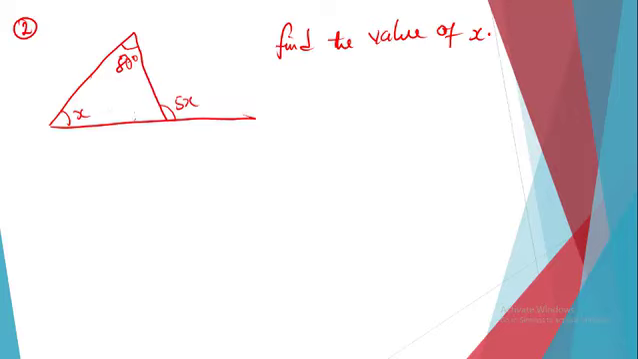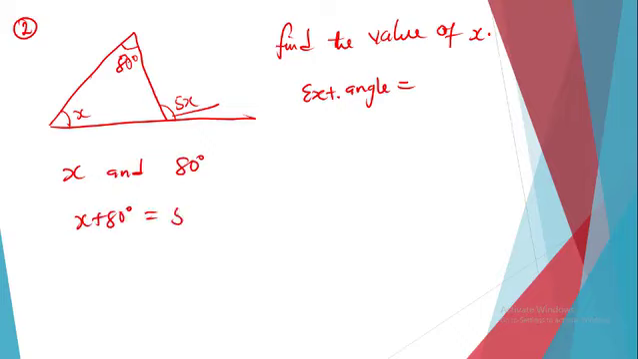First thing we need to do is to understand that the two opposite angles of this is equal to 80 plus what? X. Is that correct? We are told that the exterior angle of a triangle is equal to what? The sum of the two opposite interior angles, and the two opposite interior angles here are what? X and 80 degrees. So we are told that X plus 80 degrees will give us what? 5x. Is that correct? So X plus this will give us this.